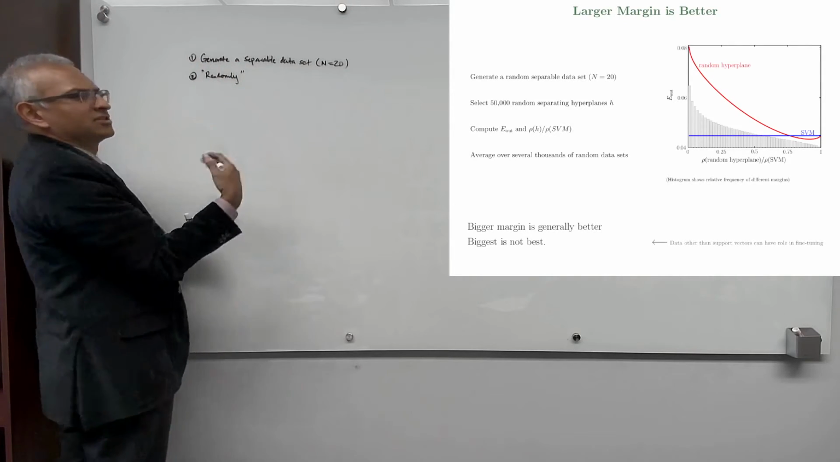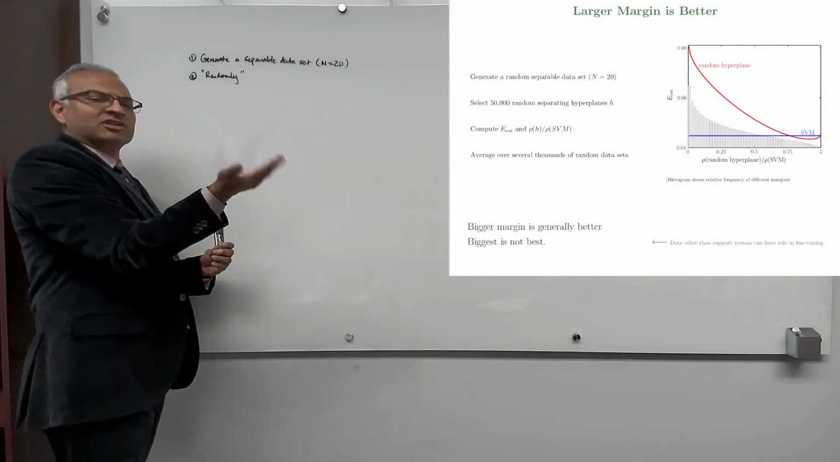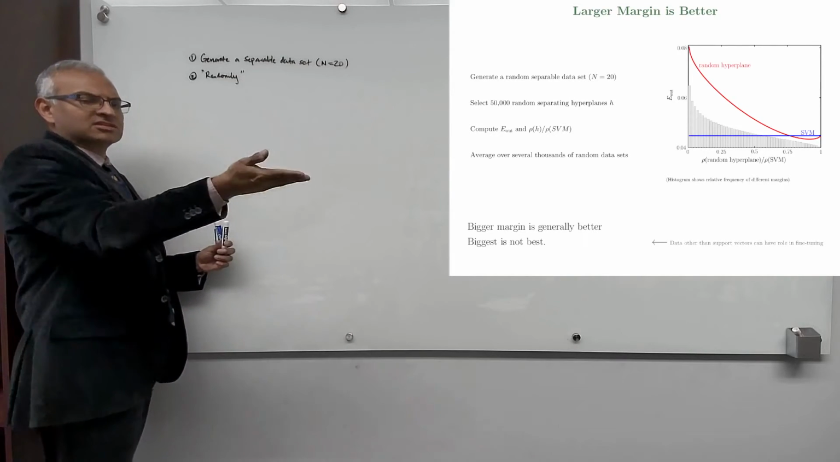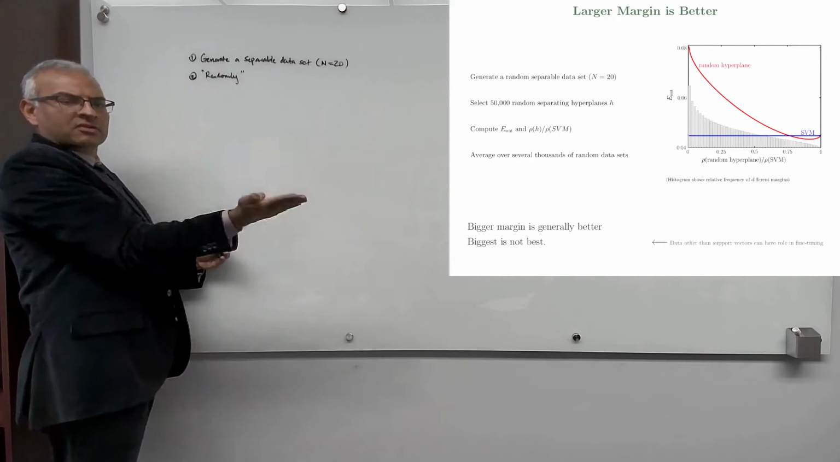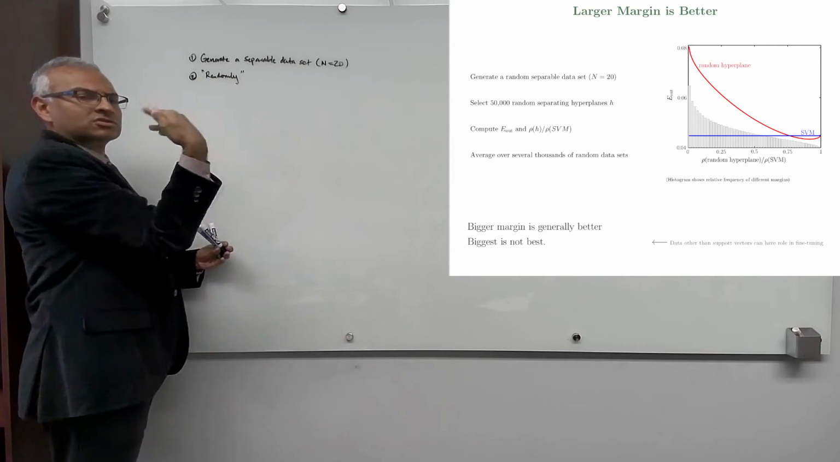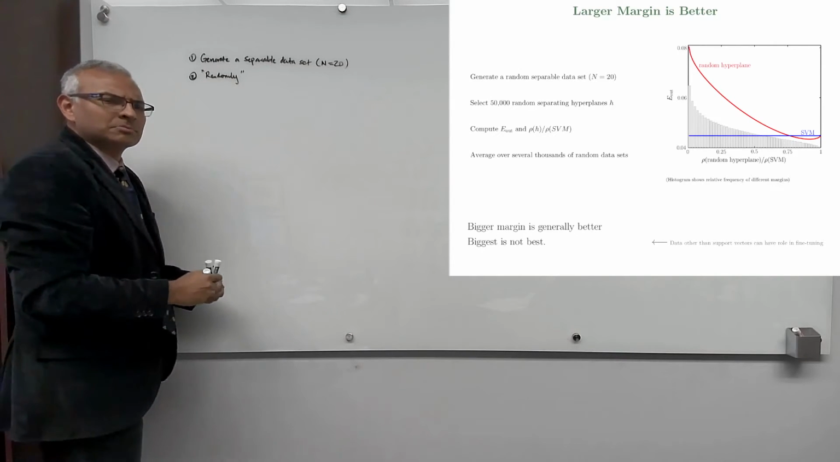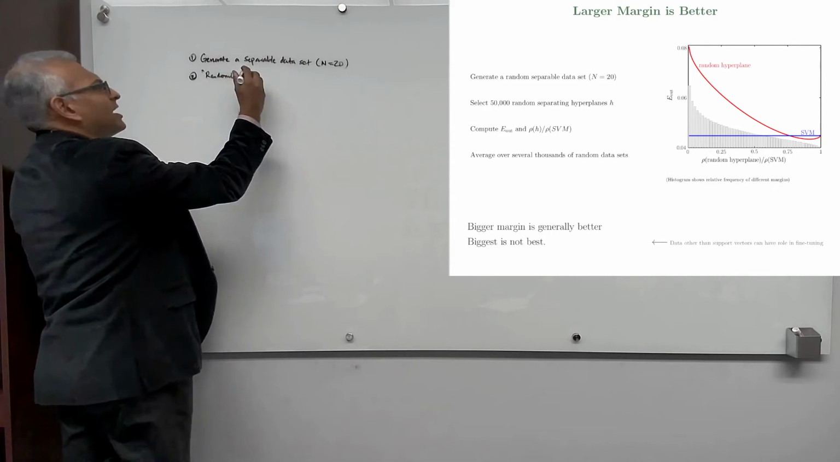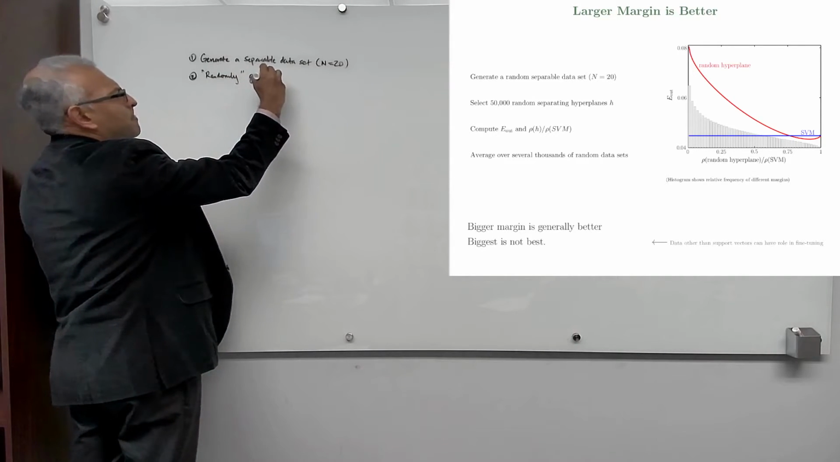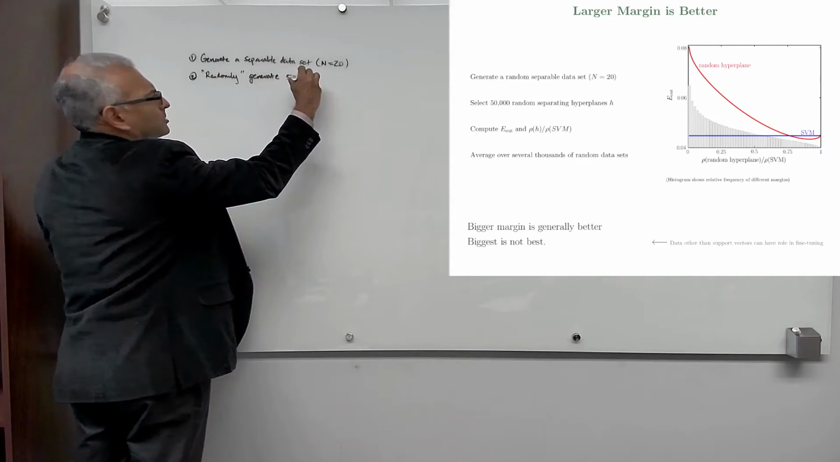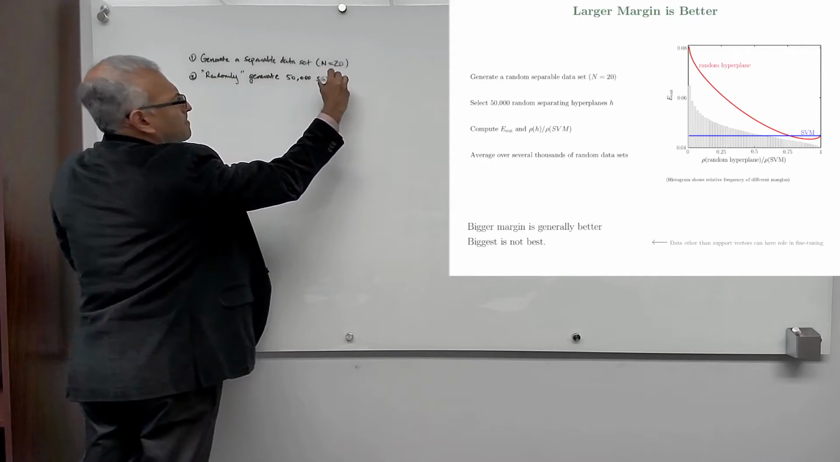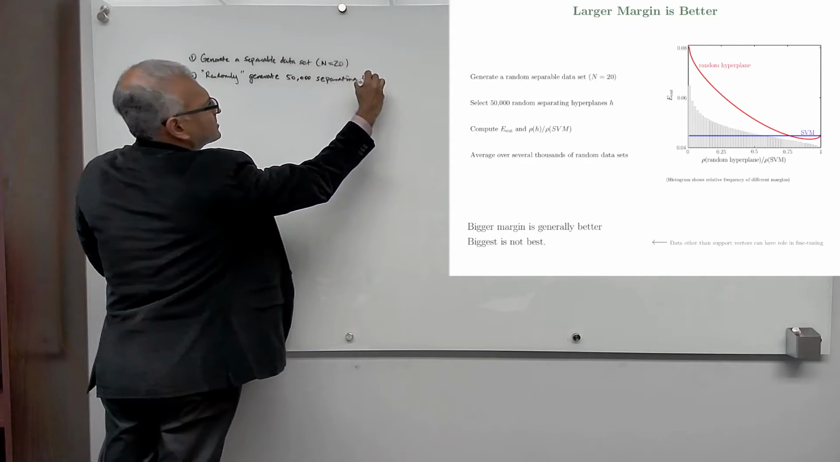Randomly, and I'll put this in quotes. There's a question of what does randomly generate a separating hyperplane mean? Does it mean it's separating with varying shift? Can you also alter the angle and so on? But the details are not so important. The idea is what's important. So randomly generate 50,000 separating hyperplanes.